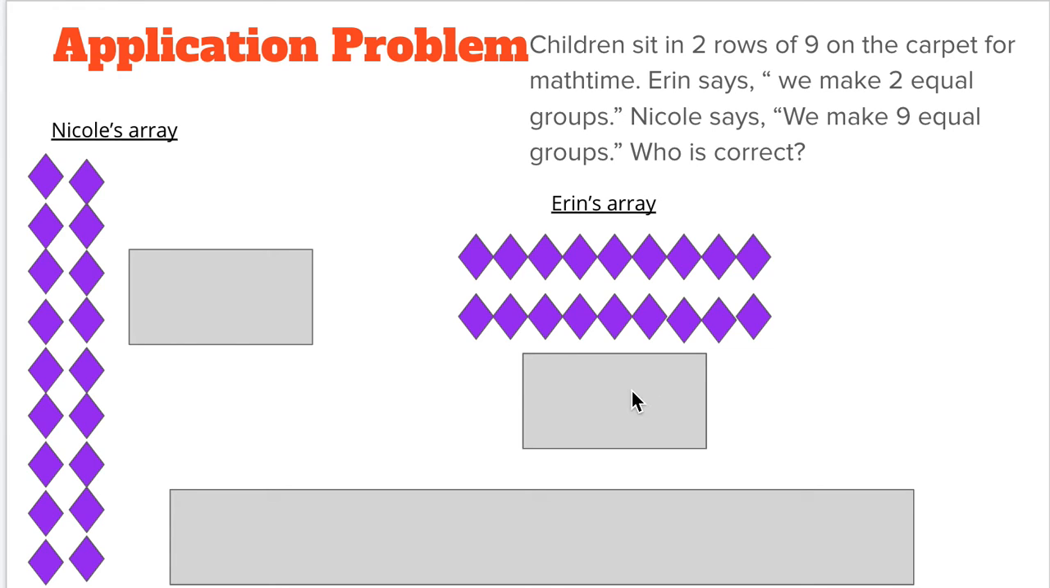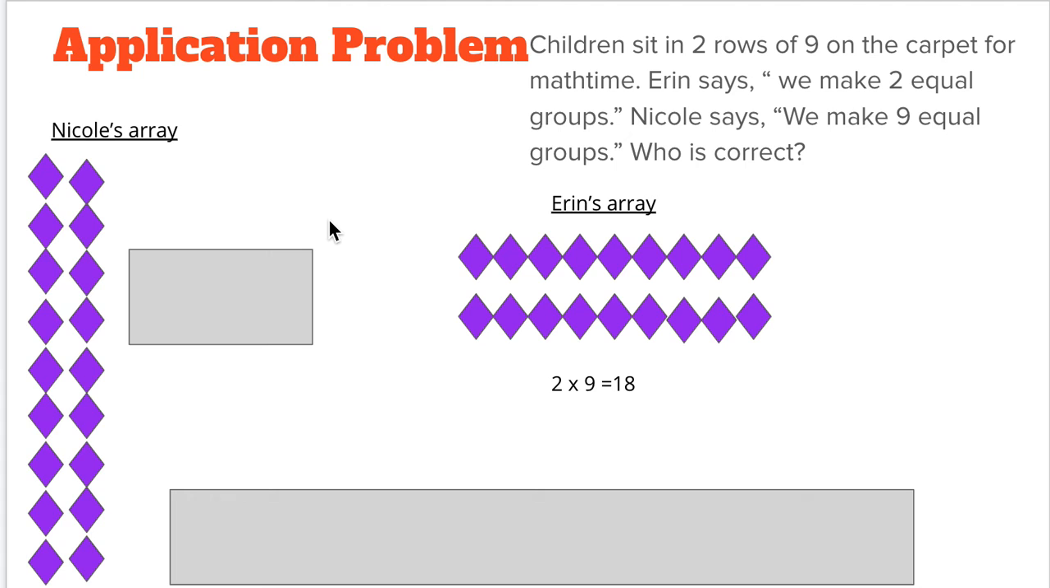So now let's make our multiplication sentence for this array. We have 2 rows times 9 in each row gives us a total of 18. So let's practice counting by 2s to our 9th finger. So I can go 2, 4, 6, 8, 10, 12, 14, 16, 18. So now Aaron has a total of 18 chairs, or sitting places, on the floor for math time.